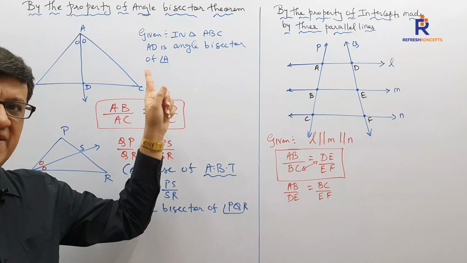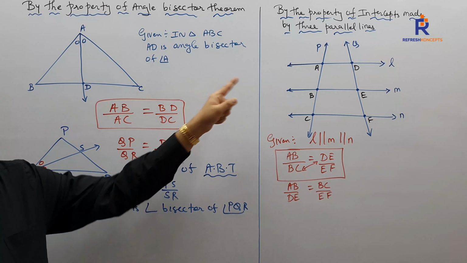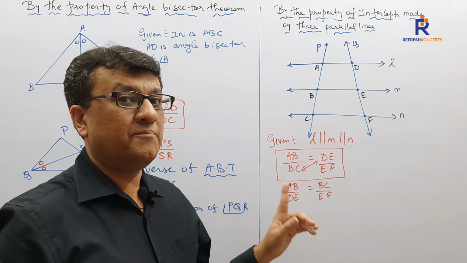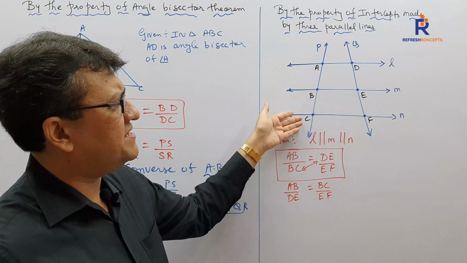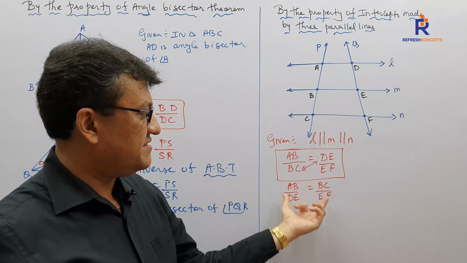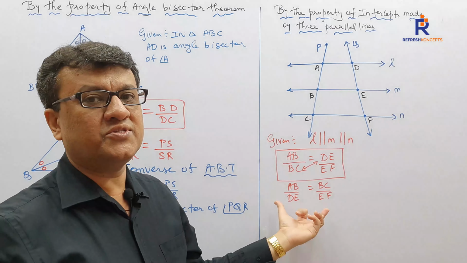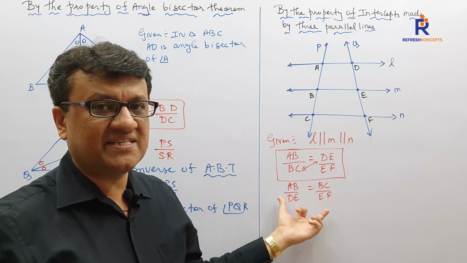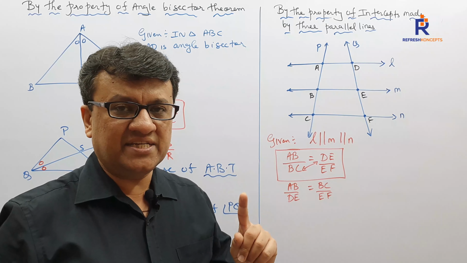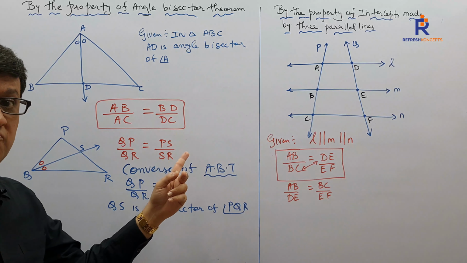Right, children? We have the angle bisector converse, and simultaneously we worked out here also the property of intercepts made by three parallel lines. You can keep it this way, AB by BC is equal to DE by EF. That's the actual way to answer. But even this cannot be denied by using alternando, children.